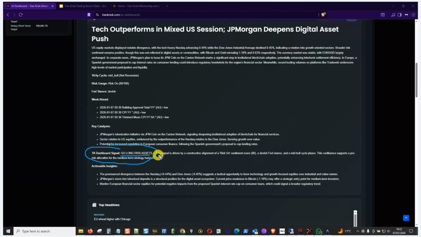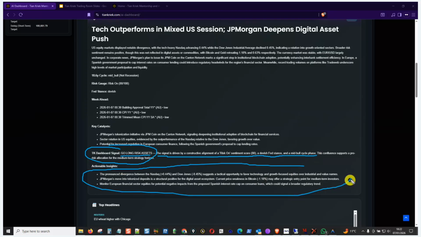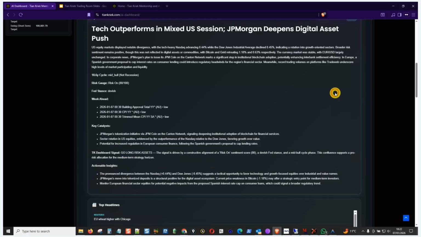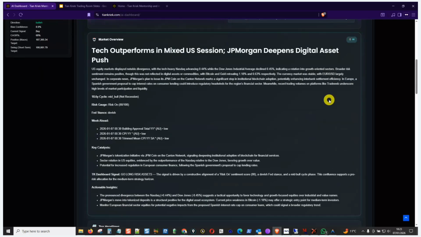And again, it explains here the signal is driven by a constructive alignment of a risk on sentiment score of 80, which is the risk gauge, a dovish Fed stance, a mid bull cycle phase, according to the 18.6-year cycle. And then you have some actionable insights. So this is what you are greeted with when you wake up in the morning. So you know, this is what I can expect from risky assets. This is what I can expect from the market this week and today.